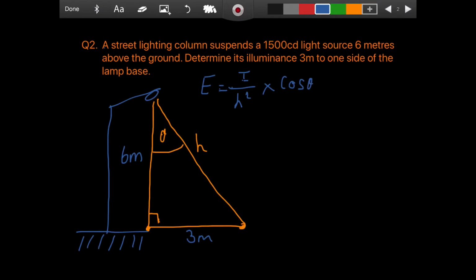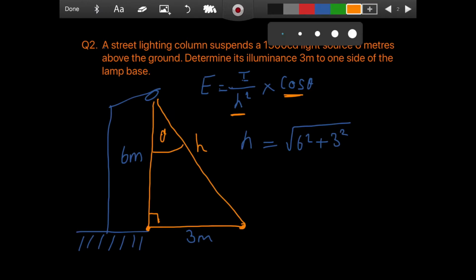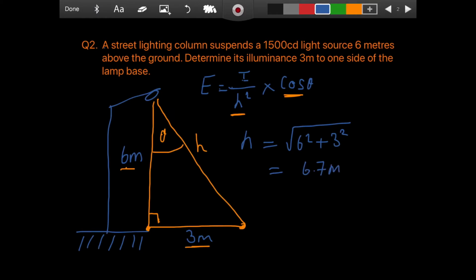And the two things that we don't know at the moment are h and the cosine, so we have to calculate those individually. And before we can calculate the cosine, we have to calculate the hypotenuse. And the hypotenuse is going to be h equals the square root of 6 squared plus 3 squared. And these are the two values we took from here and here. So when we carry out that calculation, that's going to give us 6.7 meters. So h is 6.7 meters.